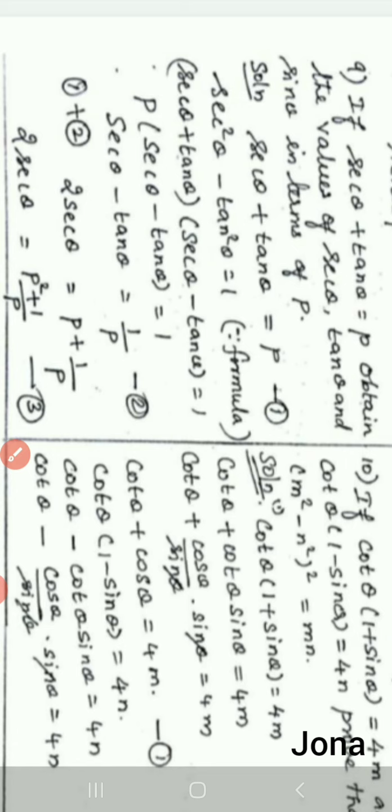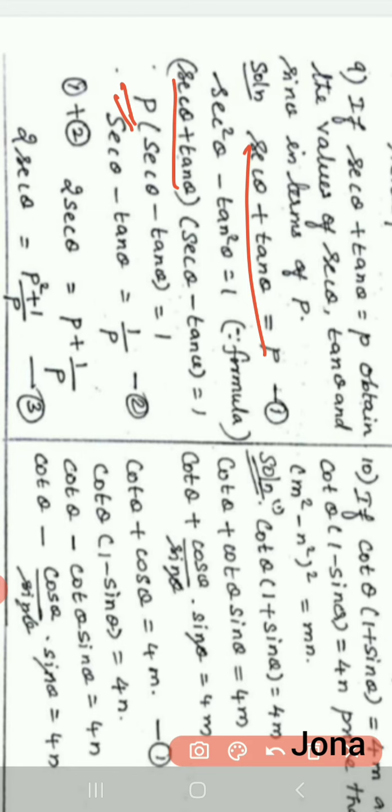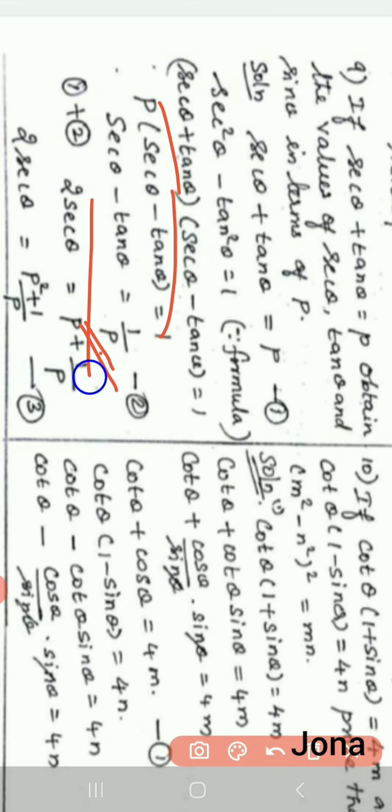Here we know the identity in trigonometry, secant square theta minus tan square theta equal to 1. This is in the form of a square minus b square, isn't it? So I can write this as a plus b into a minus b. It's nothing but secant theta plus tan theta into secant theta minus tan theta equal to 1 here. Instead of this secant theta plus tan theta I can substitute p. So I want to substitute this p here, keep the remaining thing as it is, and then take this p to the other side so that it will become 1 by p here. So secant theta minus tan theta equal to 1 by p is the equation now I got.